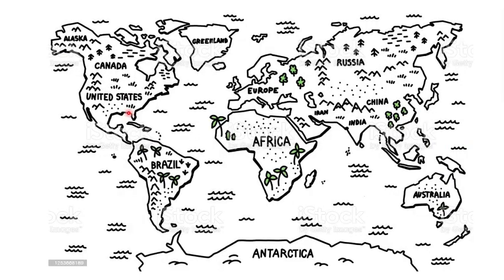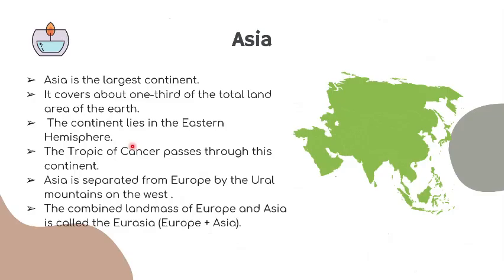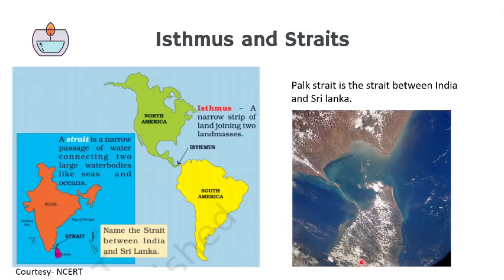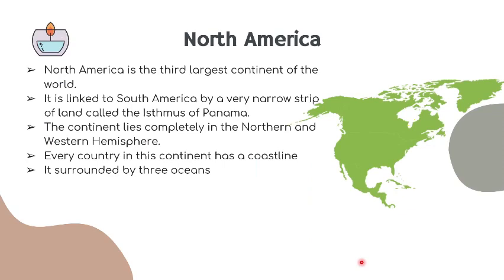Can you see a little piece of land which is connecting South America and North America? Yes, that is the Isthmus of Panama. We are going to learn what is meant by isthmus. Every country in this continent has a coastline. This is not given in the book, but it is a fact. As you can see, this includes Greenland, Canada, the United States of America, and so on. It is surrounded by 3 oceans.